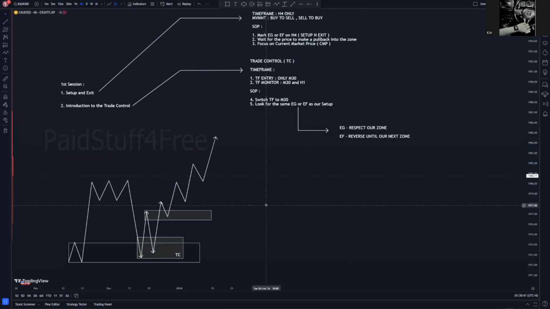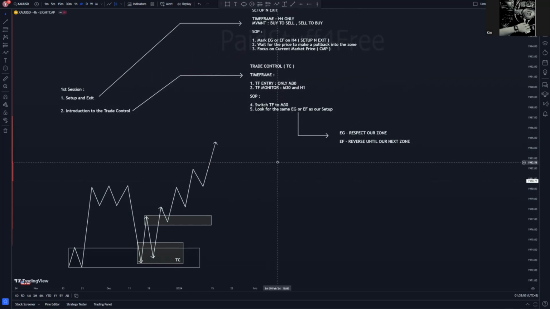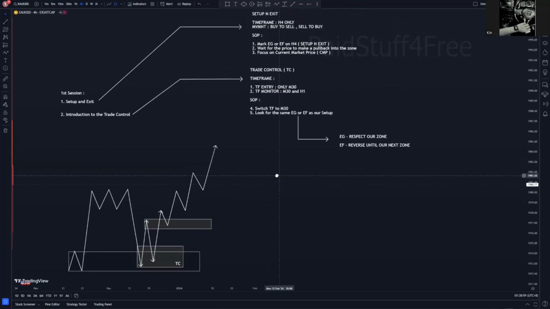Do we ever use H1? We are going to talk about the H1 in the third session. Can I annotate and ask a question? Yeah, sure thing, you can annotate. Can you show on the chart how the price can create EF without EG? Yeah, if we can find one, we will.